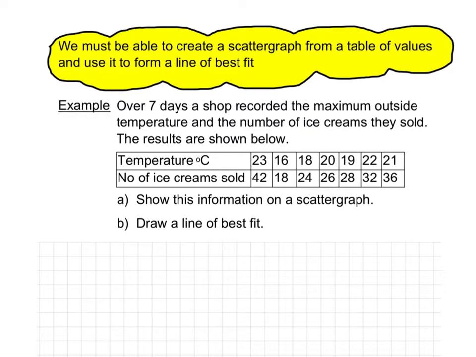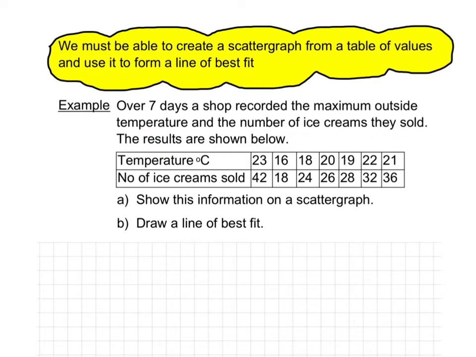So hopefully when I draw this out, I should be able to see a relationship between the temperature outside and the number of ice creams that get sold each day. So let's look at this first example then. Over 7 days, a shop records the maximum outside temperature and the number of ice creams they sell. The results are shown in this table below.